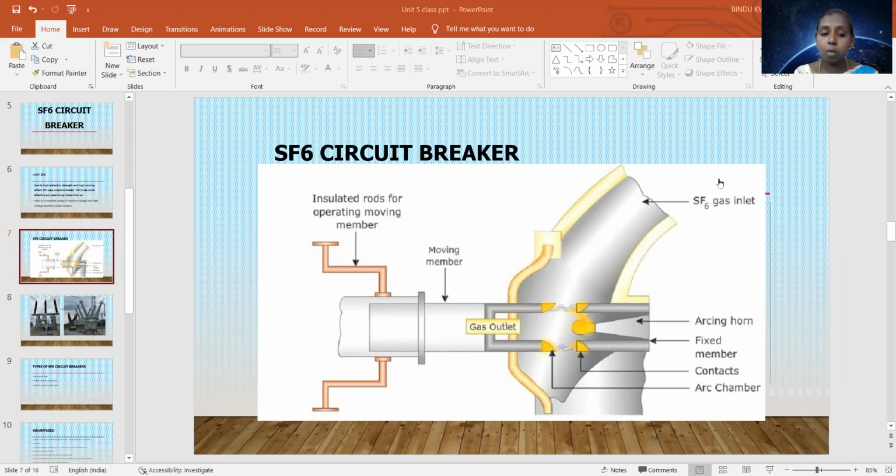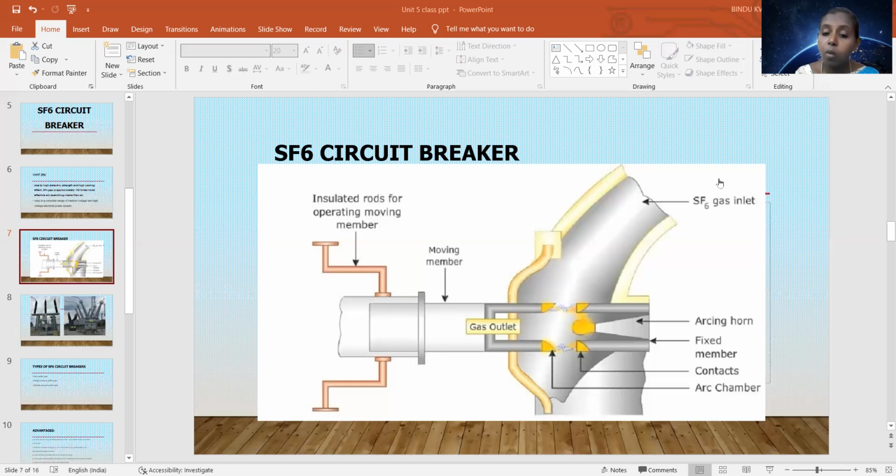When the signal has been given from the relay, the breaker will be opening. When the breaker is opening, the moving contact will be pulled apart from the fixed contact. Once the moving contact is pulled apart from the fixed contact, the arc will be struck between the contacts. This movement of the moving contact will be synchronized with the opening of the valve. In the gas reservoir only we are having the SF6 gas.